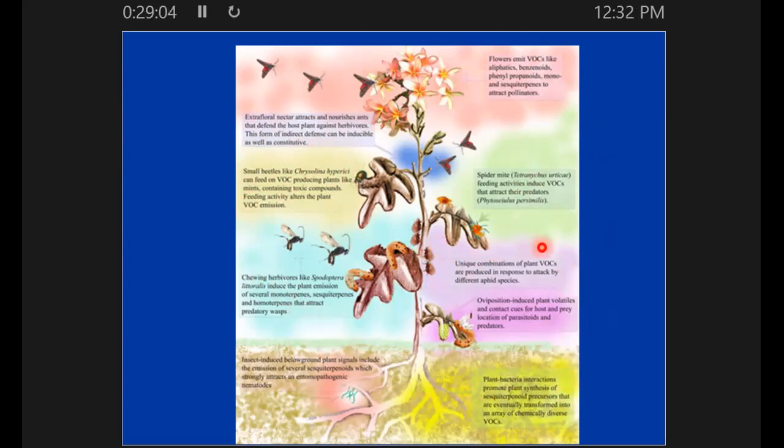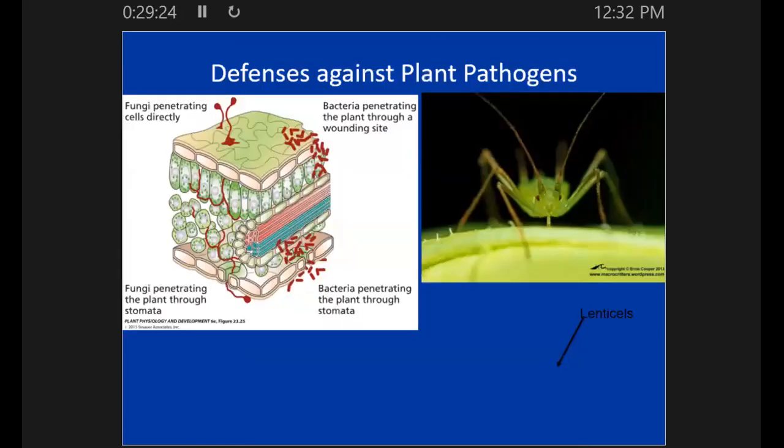A lot of it is VOCs, volatile organic carbons that are getting released. They talked a little bit about the plant microbe interactions in the soil. So the microbes, the mycorrhizal fungi, as well as beneficial bacteria, can influence the plant's ability to help defend itself as well.